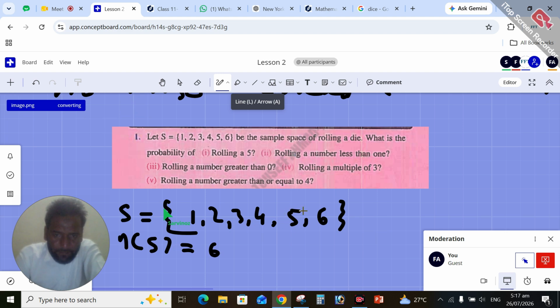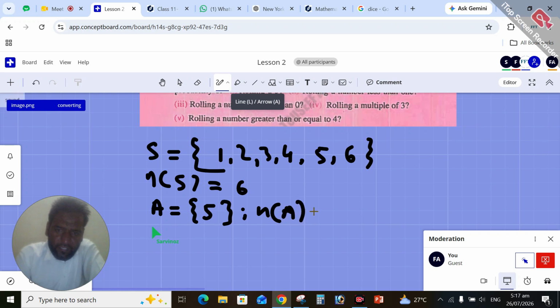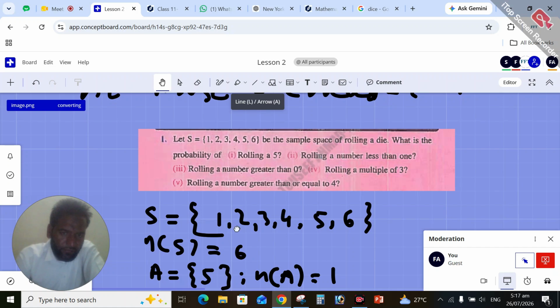How many times does 5 occur? One time only. So let me represent this by the number of A, where A denotes the event of rolling a 5. The number of A means how many elements are in the event A, so the number of A is 1. Now, the probability of rolling a 5.